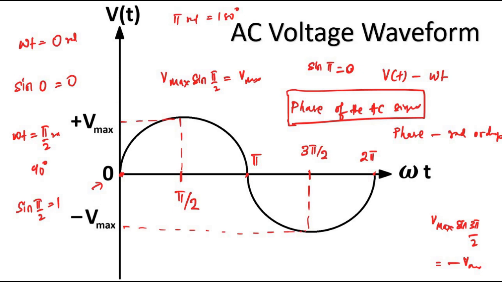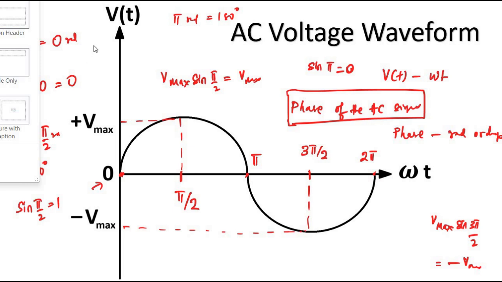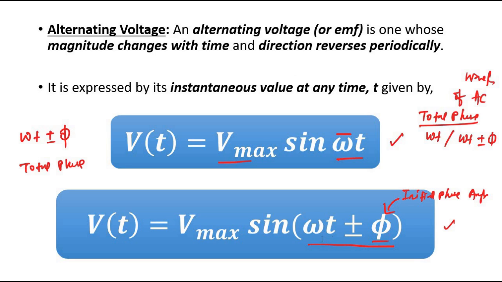For this kind of analysis, at t equals 0 or omega t equals 0, Vt is equal to 0, the value is 0. Here the initial phase angle is equal to 0 radian or 0 degree. So essentially this becomes Vmax sine omega t plus or minus phi, it becomes Vmax sine omega t, because phi is equal to 0, the initial phase angle is equal to 0. So here omega t is the phase.